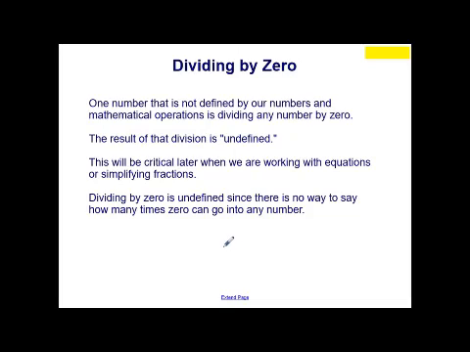One thing that is not defined by our numbers and our mathematical operations is dividing any number by 0. The result of that division, we say, is undefined. For example, things like 3 divided by 0, a negative integer divided by 0, such as negative 5, or even 0 divided by 0, we would all say is undefined. This will be critical later when we are working with equations and simplifying fractions. Dividing by 0 is undefined since there is no way to say how many times 0 can go into any number.